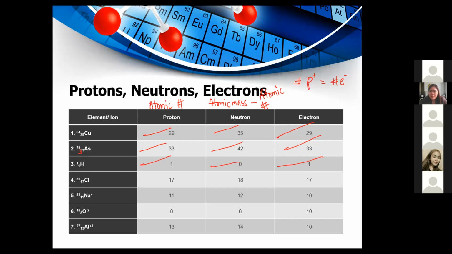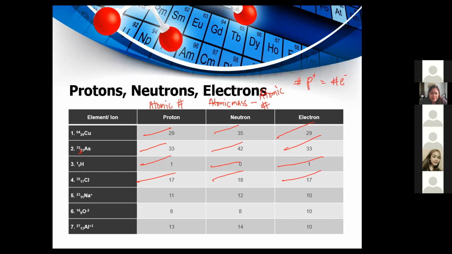And then lastly, for the neutral atoms, or neutral elements, we have chlorine. This is 17. Looking at its atomic number. So 35 minus 17 is 18. That is for the neutrons. And 17 also for the number of electrons. So these are correct.